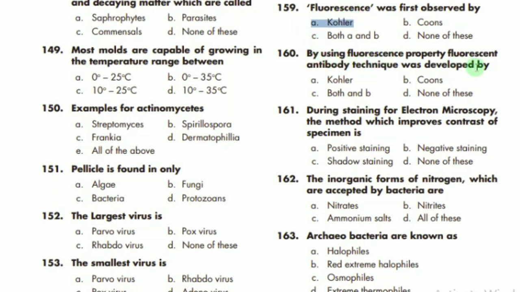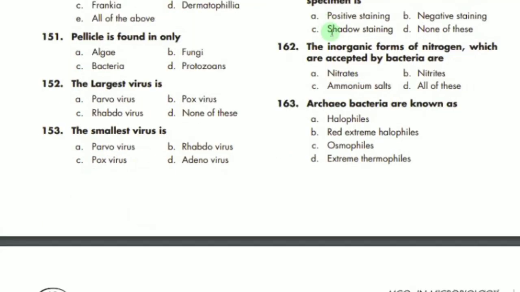By using the fluorescence property, the fluorescent antibody technique was developed by, again 160, Coons. Coons used the fluorescence property and discovered the fluorescent antibody, while the fluorescence technique was discovered by Kohler. So don't be confused. MCQ 161 says that during staining for electron microscopy, the method which improves contrast of specimens is negative staining. B is the correct option, negative staining.